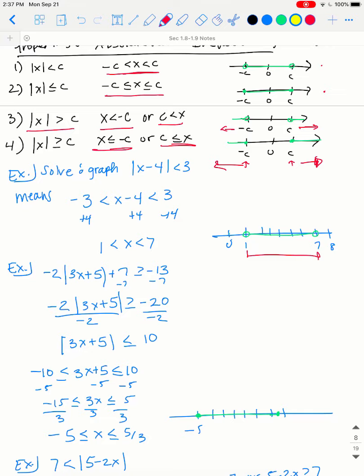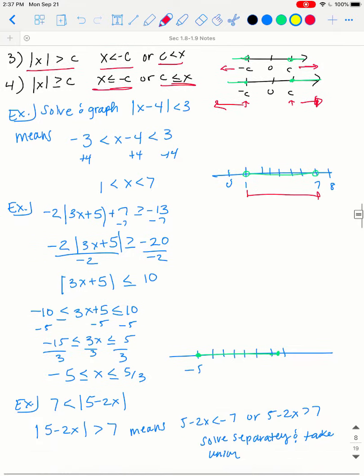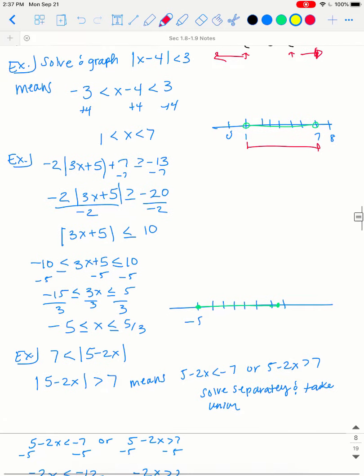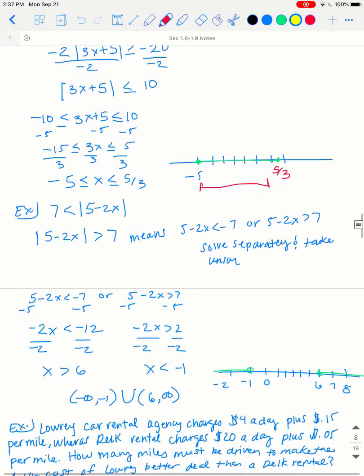I'm going to subtract 5 from both sides to isolate my x divided by 3. And then I get negative 5 is less than or equal to x, and 5/3 is greater than or equal to x. So I have my graph here. I have my negative 5, and then this is 5/3. So my x values are the values between these two, and it's a closed dot because it includes those values.